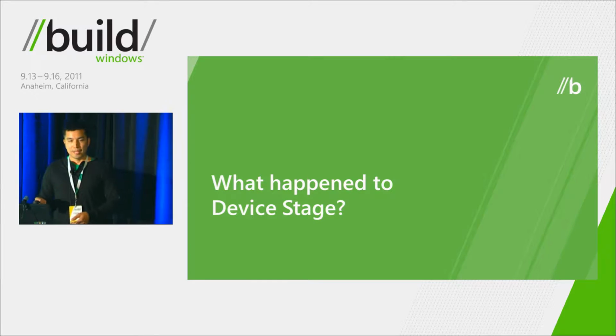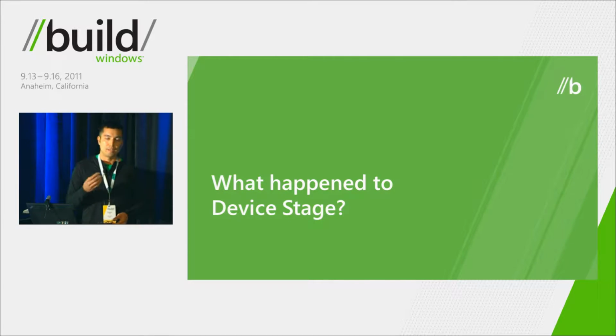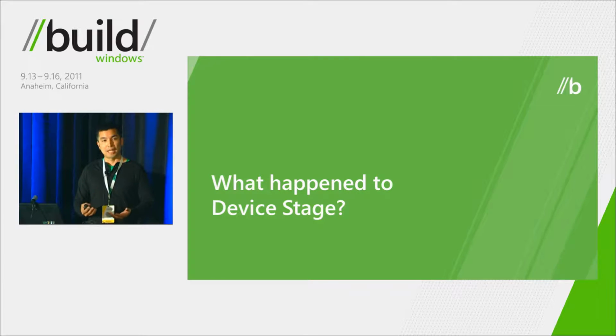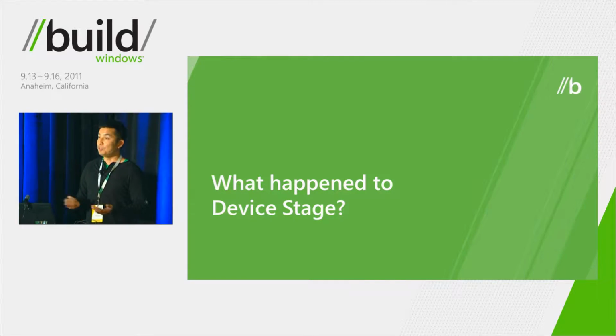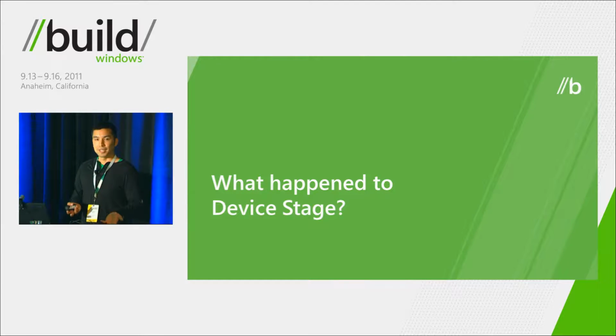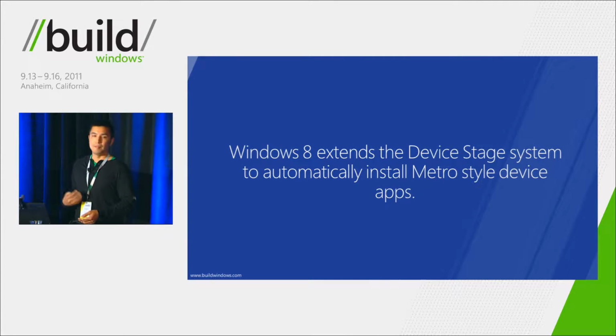So some of you may be asking about device stage. Now, in Windows 7, as we saw people writing applications that came with devices, we wanted to find a way to make it easier for users to get to those apps. Our customers also told us they wanted to know what they could do with the device. You know, something like plugging in a mouse is pretty clear, but if I plug in something like a phone into a PC, there are a lot of things I could do. We created device stage in Windows 7 as effectively a home page for the device. Partners could customize links and customize some branding on device stage so that a customer could see what they could do with their device. In Windows 8, we've extended the device stage system to automatically install Metro-style device apps.